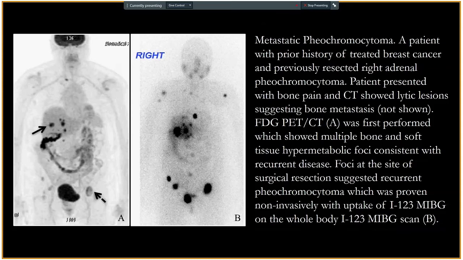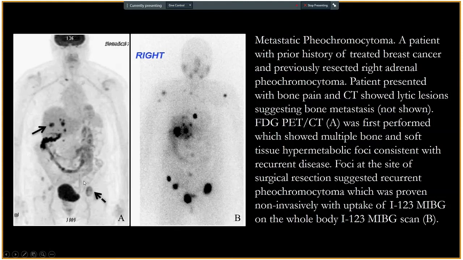Here is an example of metastatic pheochromocytoma on two different nuclear medicine studies. So it's the same patient. They also had a history of breast cancer. So when they presented with suspicious lesions, we weren't sure whether this was a recurrent and metastatic pheochromocytoma that was resected years ago, or this is a metastatic breast cancer. So they were started initially with FDG PET, and you can see that there are multiple lesions in the region of the liver, and there is a focus right here in the bone involving the left hemipelvis.